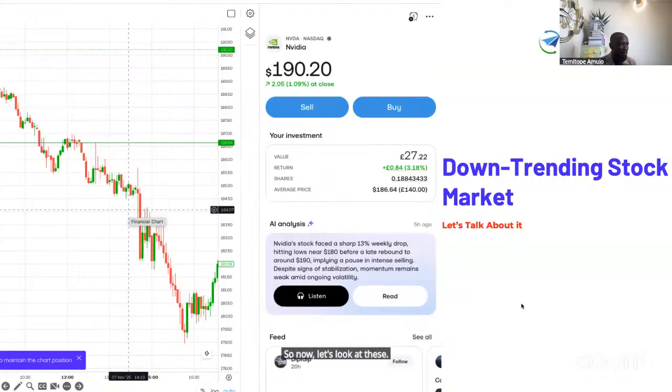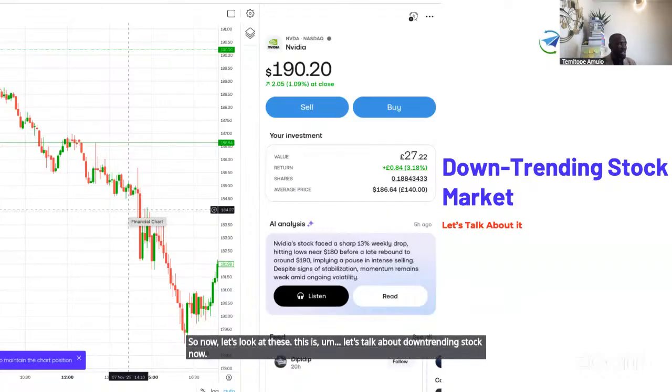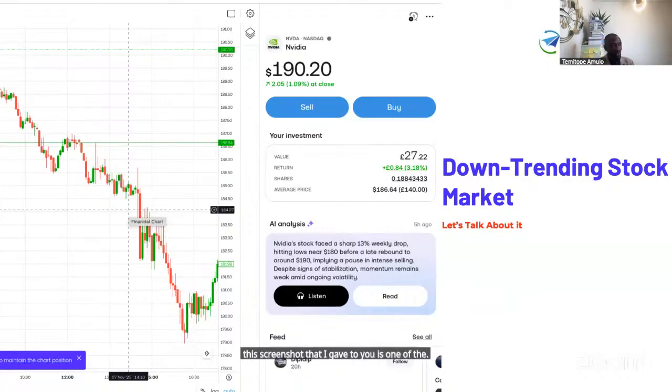So now let's look at these. Let's talk about a downtrending stock now. This screenshot that I gave to you is one of my investments that I did on Nvidia. So this is Nvidia, and this is their performance last week. This is their 5 days performance, last week, Monday to today. If you look at it, you'll notice that Nvidia actually gave me about £1 extra.